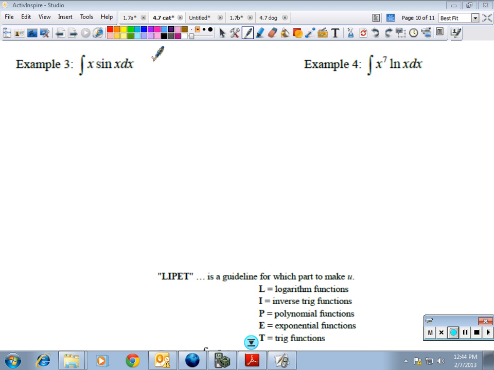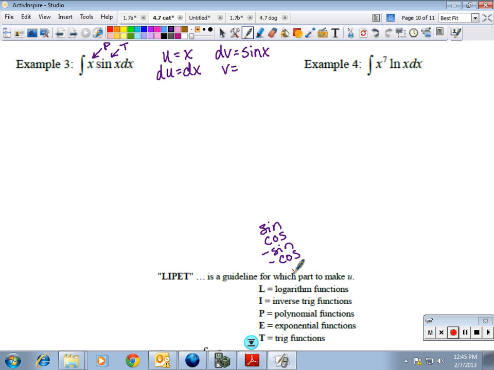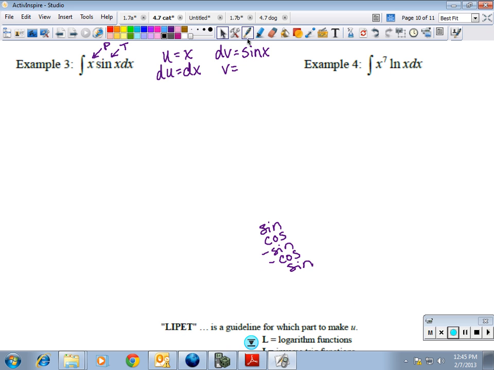Now for example 3. I have a polynomial and I have a trig function. Let's see, polynomial, trig. I'm going to let u be my x. I'm going to let dv be my sine of x. So I differentiate this. This would be dx. I integrate this. The integral of sine is, I always have to do this. I know this is pathetic, but I do. Sine, cosine, negative cosine, sine, and for those of you who have not seen that, hopefully all of you have, derivatives go down, integrals go up. So the integral of sine is negative cosine. You may not need that, but I do.